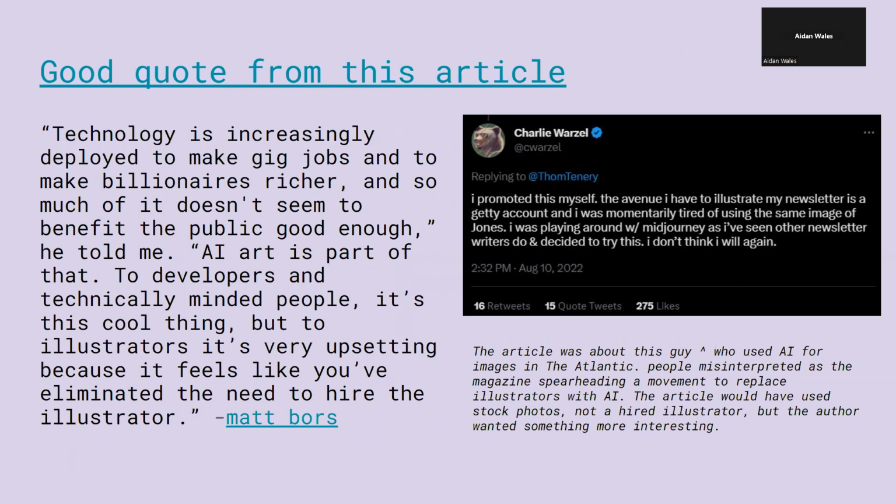And then he's like, yeah, that was a bad decision in hindsight, because now it seemed like, I'm really pro AI replacing artists, but he says technology is increasingly deployed to make gig jobs and to make billionaires richer, and so much of it doesn't seem to benefit the public good enough. AI art is part of that. To developers and technically minded people, it's this cool thing, but to illustrators, it's very upsetting because it feels like you've eliminated the need to hire an illustrator.